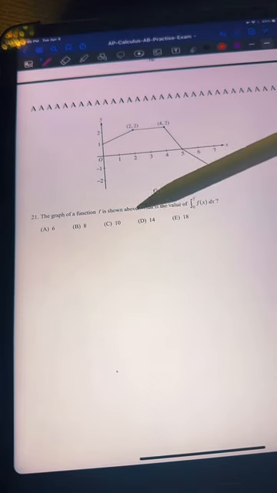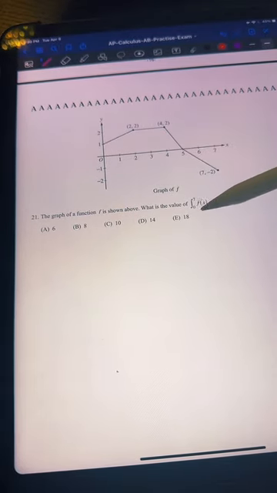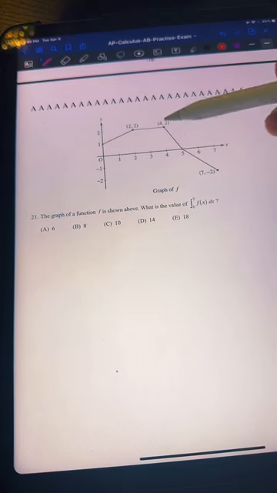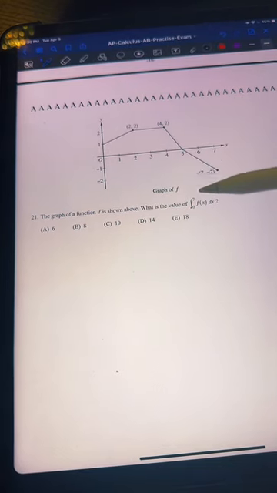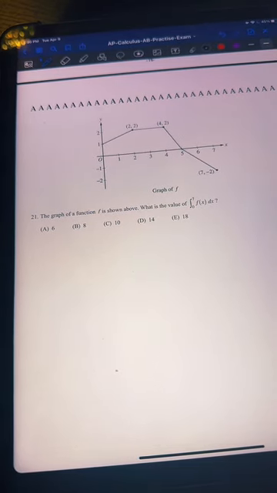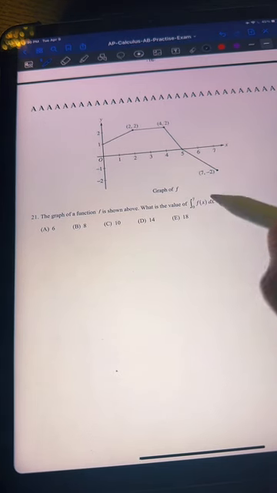Okay, number 21. The graph of the function f is shown above. What is the integral from 0 to 7 of f of x? So f of x is this particular function. Don't forget, we're not even given the function. So a lot of people are going to say, what am I supposed to do? Because I don't know what the function of f is. Miguel, what do I do?